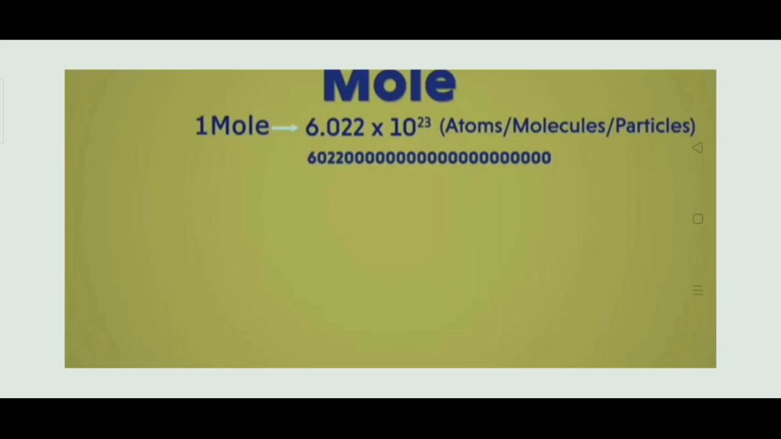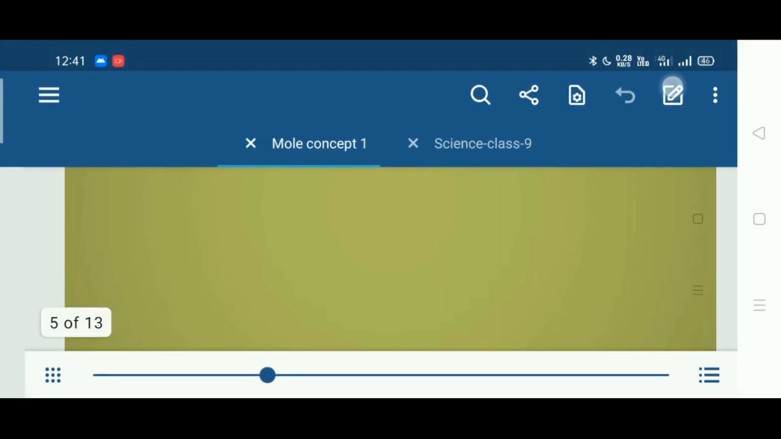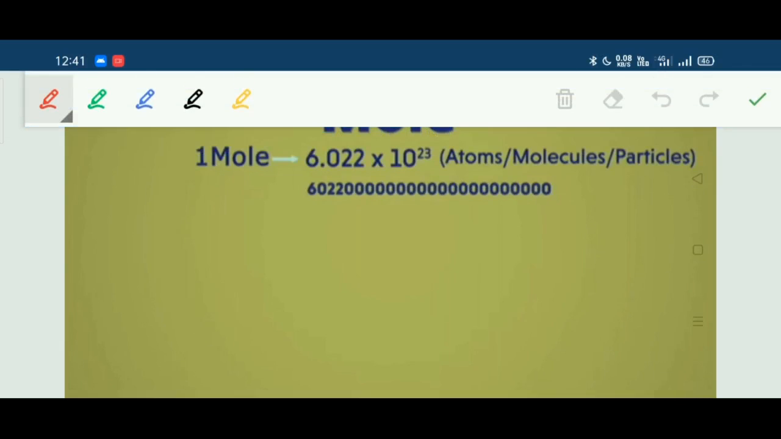In simple language, 1 mole of any substance is equal to 6.022 × 10^23 atoms or molecules or particles of that substance. Let me repeat this once again. 1 mole of any substance means 6.022 × 10^23 atoms, molecules or particles of that substance. Now this number is quite a huge number. You can see over here, it is quite huge.